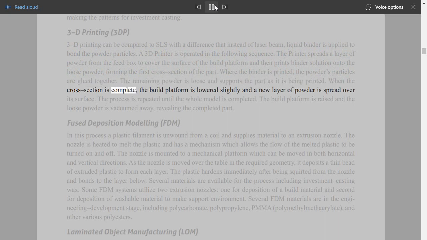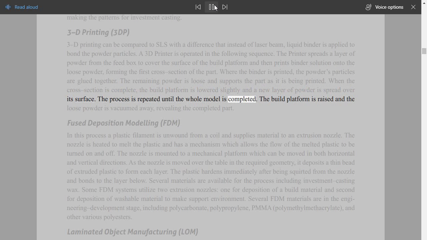When the cross-section is complete, the build platform is lowered slightly and a new layer of powder is spread over its surface. The process is repeated until the whole model is completed. The build platform is raised and the loose powder is vacuumed away, revealing the completed part.